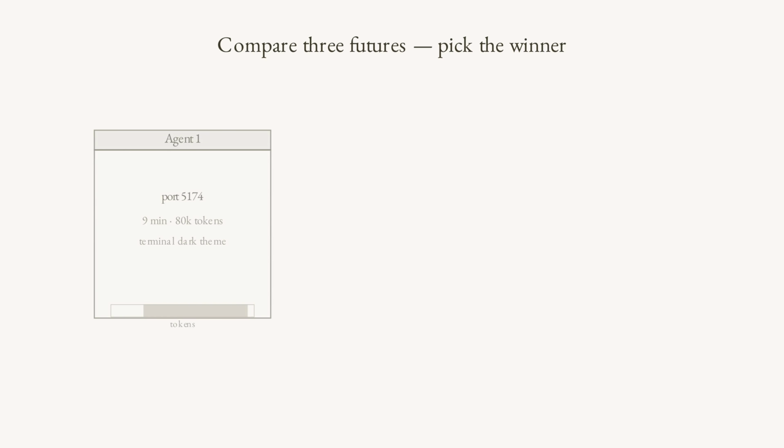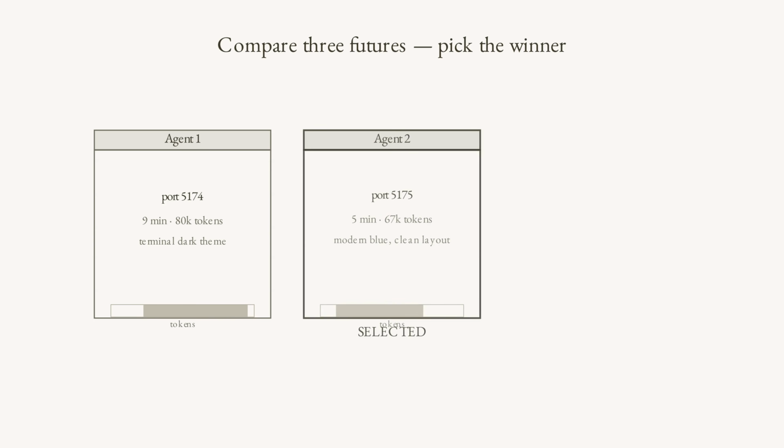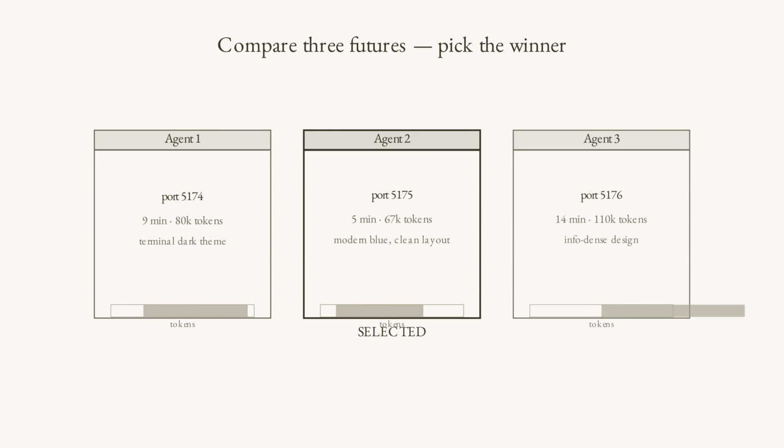3 agents finish. Agent 1 ran 9 minutes, 80,000 tokens, terminal-style dark theme. Agent 2 ran 5 minutes, 67,000 tokens, modern blue highlight, clean layout. Agent 3 ran 14 minutes, 110,000 tokens, compressed information dense design. You boot all 3 on different ports and compare them in the browser.